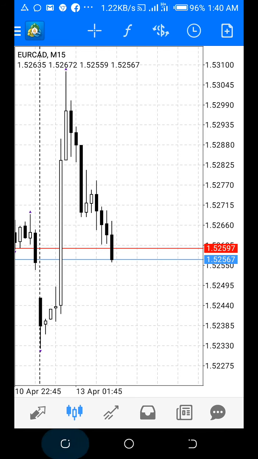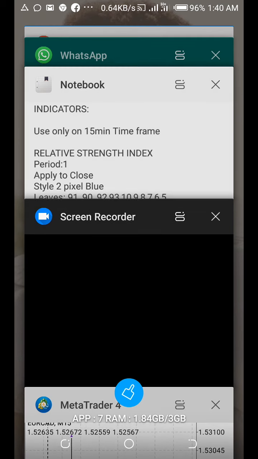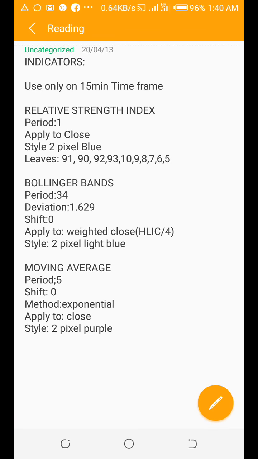Okay, let's go. These are the things we'll be using. This is how we are going to set up our indicators. This indicator only works on the 15-minute time frame, and we are going to make use of the Relative Strength Index, that's RSI, Bollinger bands, and then moving average. That's what we'll be using. Okay, let's go. RSI first.